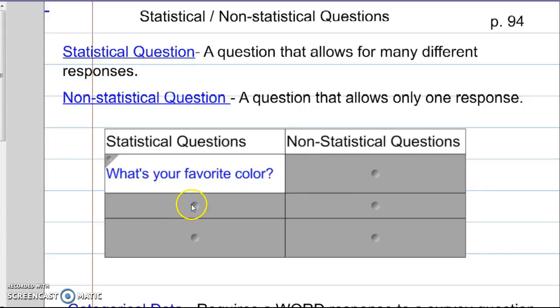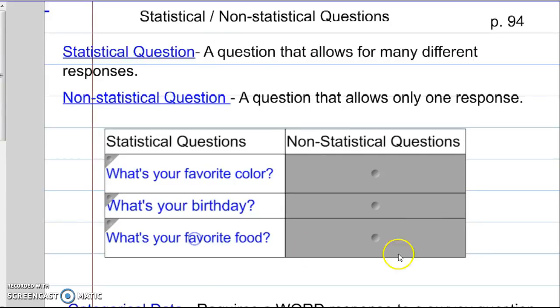The second question in this column, if you ask this to a group of people, what's your birthday? That is a statistical question because not everybody has the same birthday. And finally, make sure that you have this question on the left side of your table, and that question is, if you ask a group of people, what's your favorite food? You would get many different responses. Not everyone is going to name the same food.